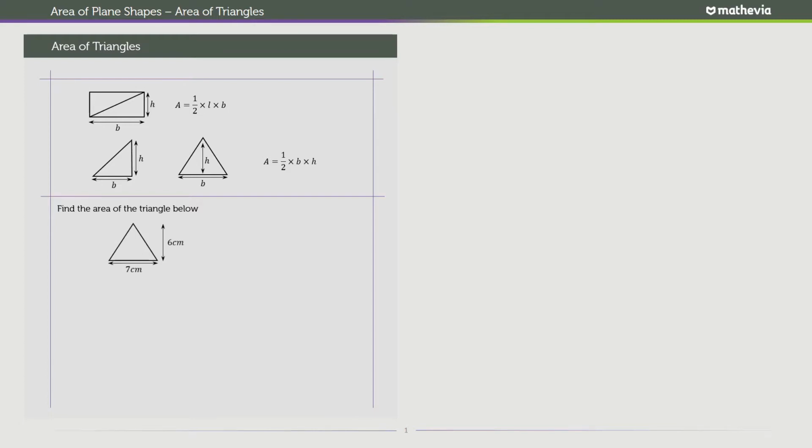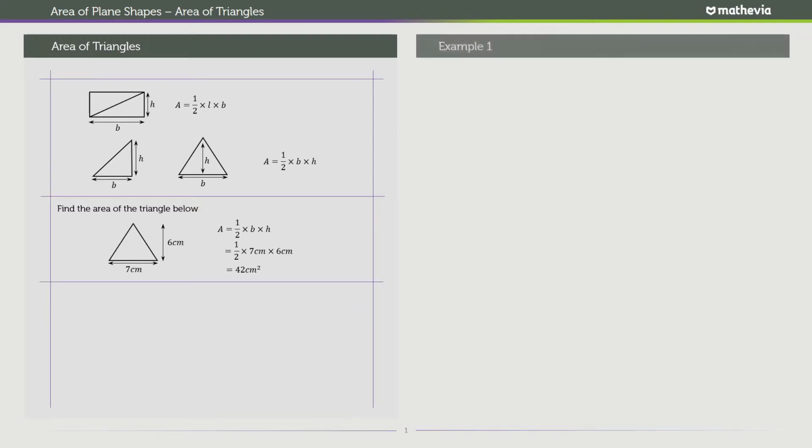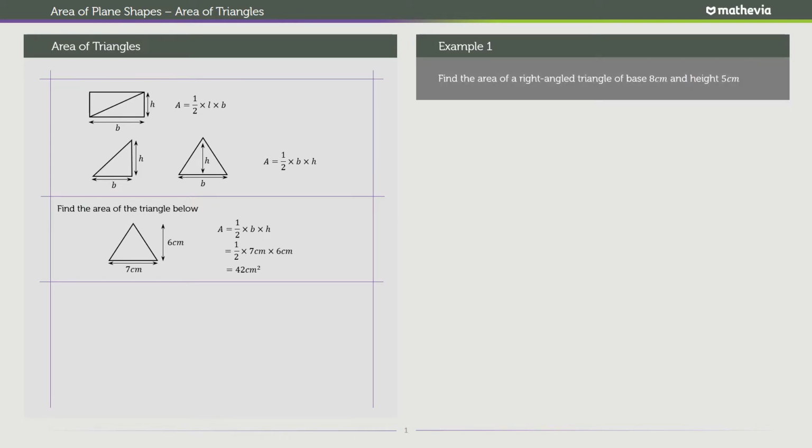Example, find the area of the triangle below. Okay, we have 7 centimeters base, and 6 centimeters height. And then we're just going to go area equals half times base times height. Half, 1 over 2, times 7 times 6. Okay, 7 times 6 is 42 divided by 2. We have 21. So our area in this case is 21 centimeters squared. Simple.